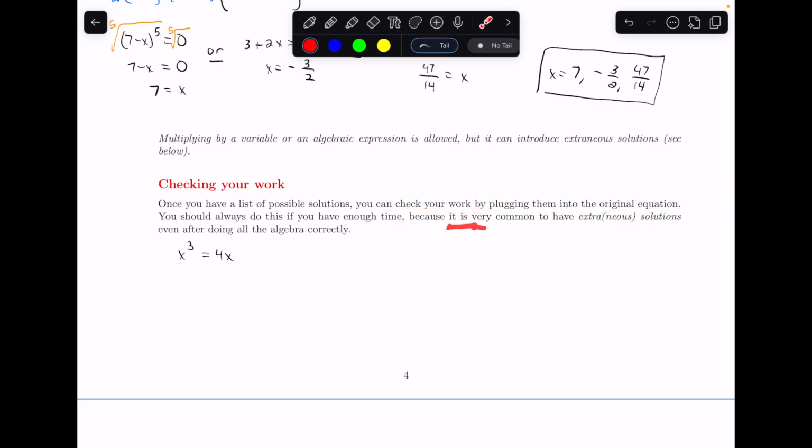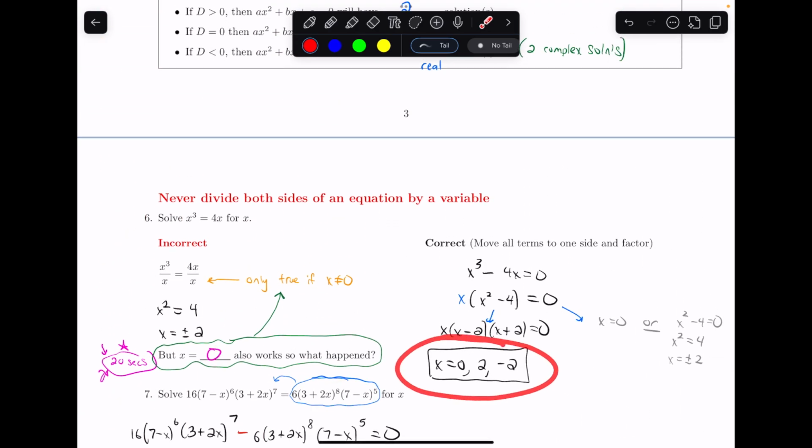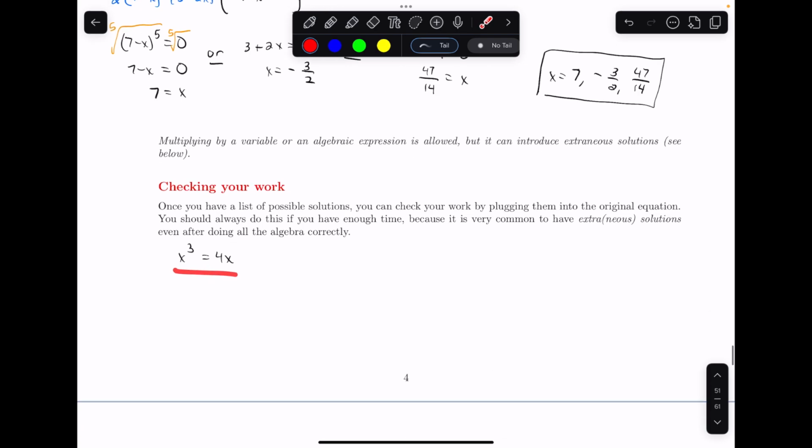It's really common when you're solving an equation to get extraneous solutions that don't actually work, even if you did all the algebra correctly. Actually, in later videos, we'll talk about all the situations where that could potentially happen. So, let's practice checking using that previous problem. So the x cubed equals 4x from the last video, we got these three answers. Let's check all of them.